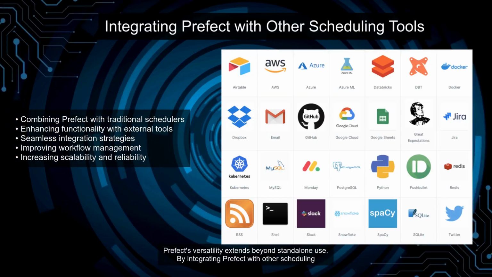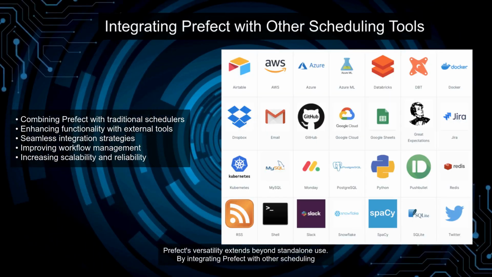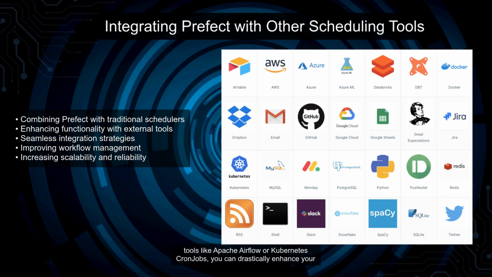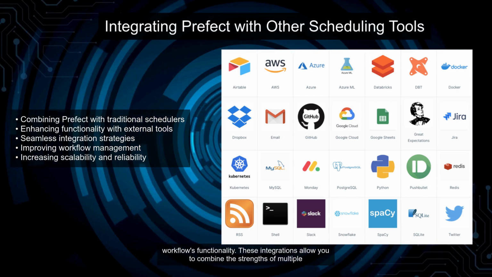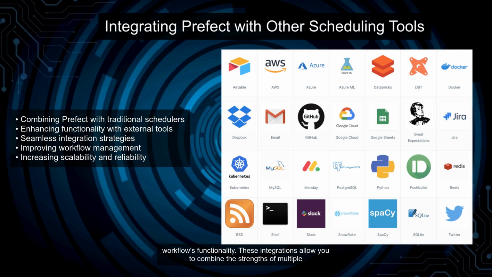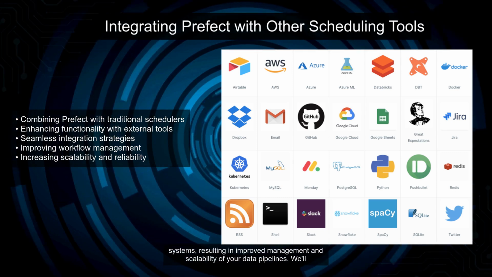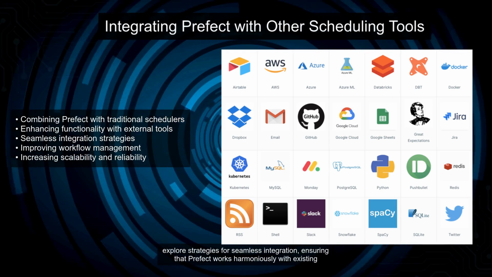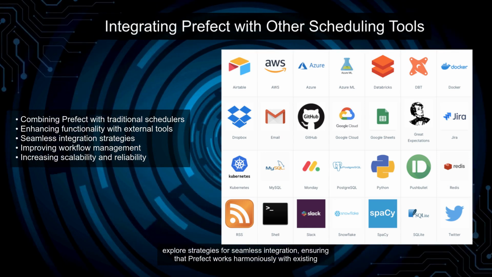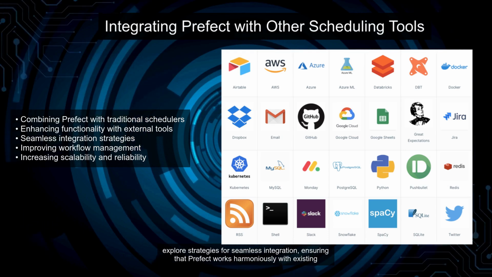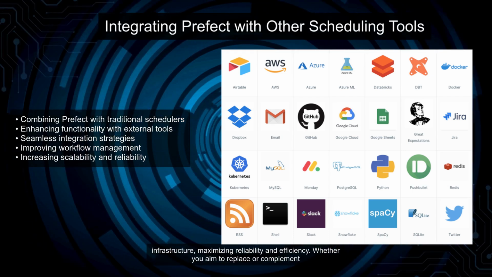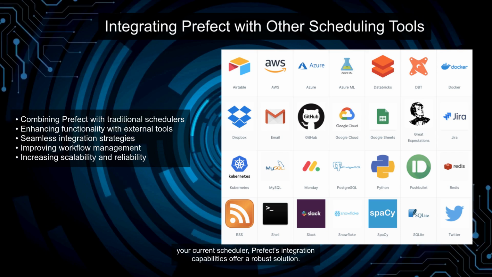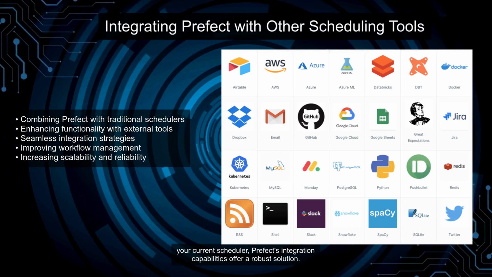Prefect's versatility extends beyond standalone use. By integrating Prefect with other scheduling tools like Apache Airflow or Kubernetes cron jobs, you can drastically enhance your workflow's functionality. These integrations allow you to combine the strengths of multiple systems, resulting in improved management and scalability of your data pipelines. We'll explore strategies for seamless integration, ensuring that Prefect works harmoniously with existing infrastructure, maximizing reliability and efficiency. Whether you aim to replace or complement your current scheduler, Prefect's integration capabilities offer a robust solution.